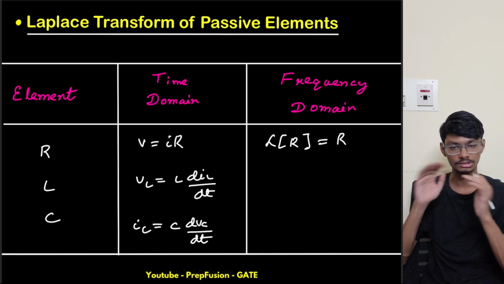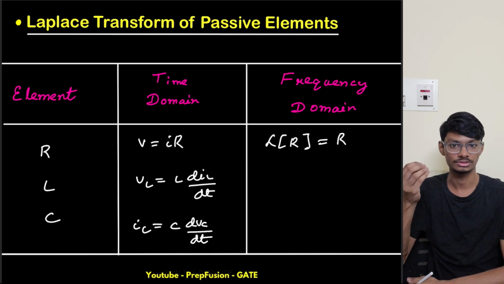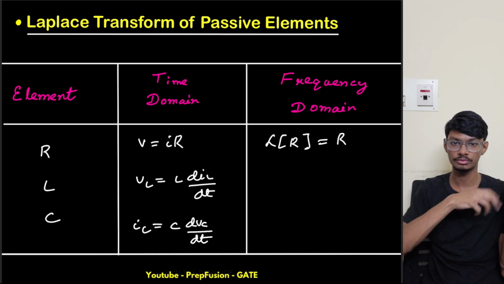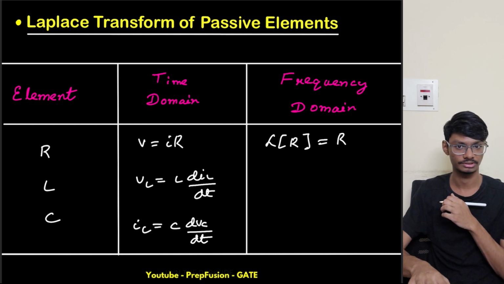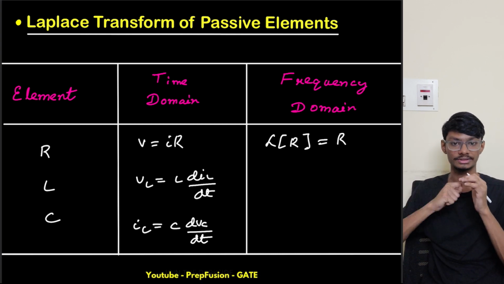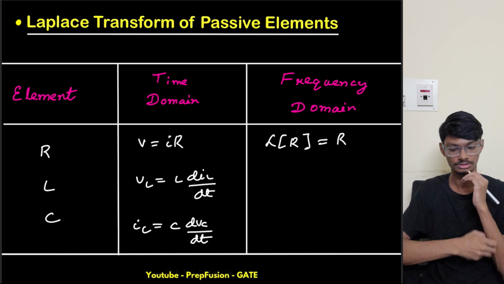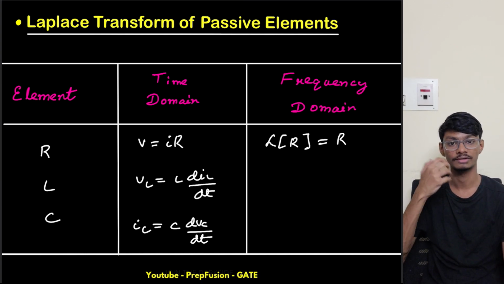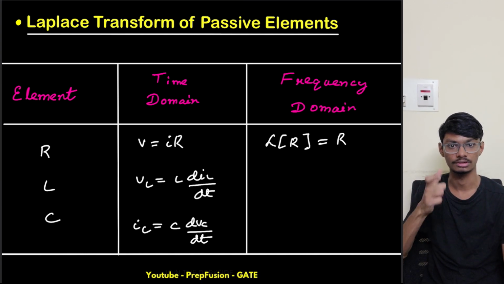That is different. But in general, resistance doesn't depend on frequency at all. So the Laplace, the frequency domain should be the same as the time domain. That's why we get something like this. But the inductance and the capacitance, they depend on frequency, right? That's why they are changing. They are functions of s, functions of frequency, their impedance, right?